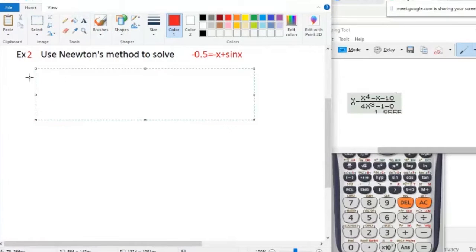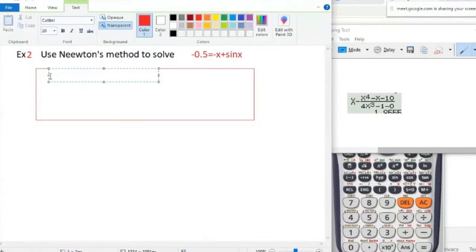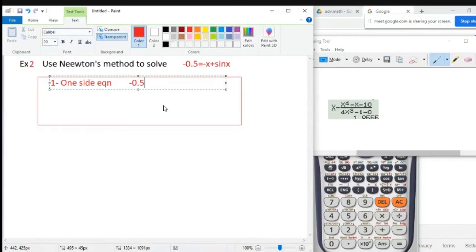Step one, all I have to do here is just make it a one-side equation. I will make all the terms on one side. When you make it a one-side equation, it will become what? Can you give me the new equation? It will become minus 0.5 plus x, correct, minus sine x. You're right. All of that equals 0.